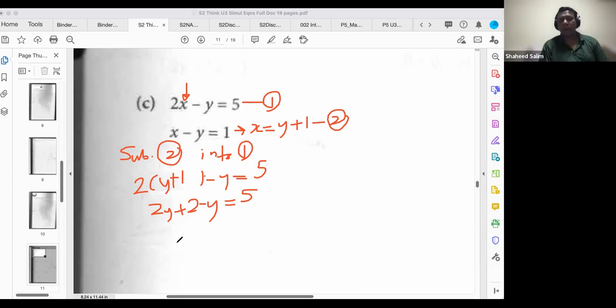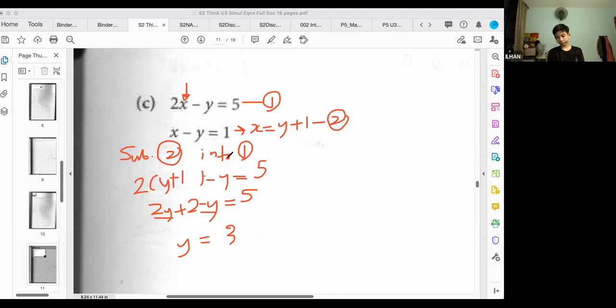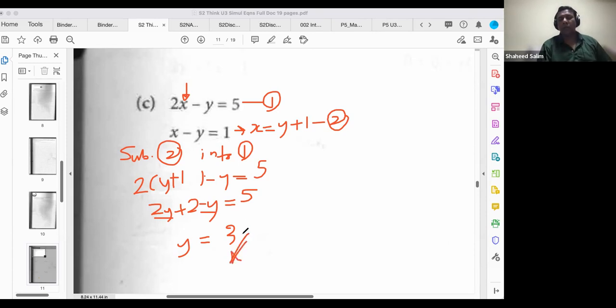So 2y minus y is y. Bring that plus 2 over, it becomes minus 2. 5 minus 2 is 3. So y is 3. No, that's not your answer, it was wrong. Your earlier answer was x is 3, y is 2. So now y is 3. We call this equation 3.